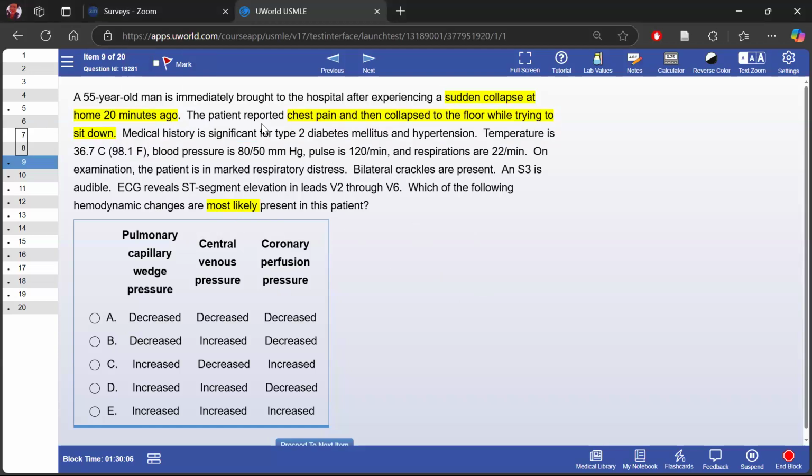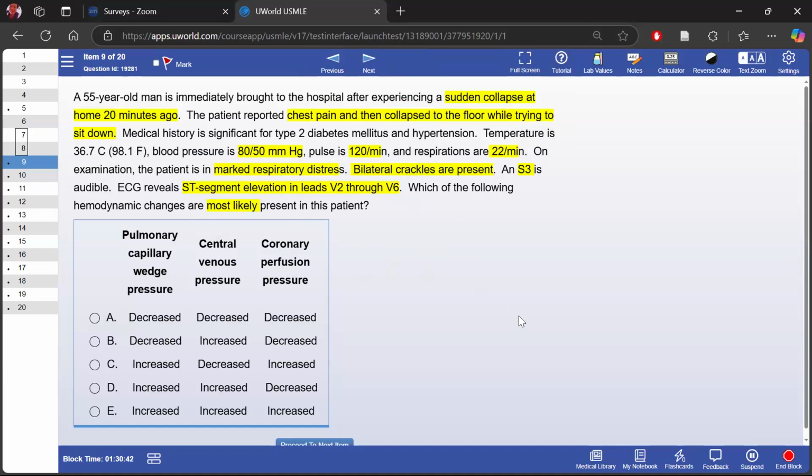So I can skip medical history. For now, let's assume that is not relevant to us. It's just jargon. So let's go to the objective findings. Temperature is normal, pressure is low, hypotension, patient is tachycardic, respirations 22. It's also high. On examination, the patient is in marked respiratory distress. Bilateral crackles are present, and S3 is audible, and ECG reveals ST segment elevation in leads V2 through V6.